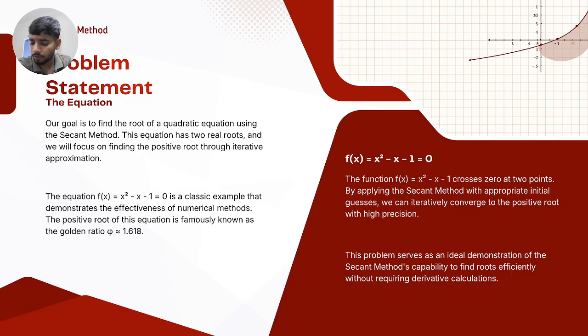Now we will solve one question which we have also solved using bisection and regula falsi. Now we will do it with the secant method. So our question is x square minus x minus 1. The function x square minus x minus 1 crosses 0 at 2 points. By applying the secant method with appropriate initial guesses, we can iteratively converge to the positive root with high precision.